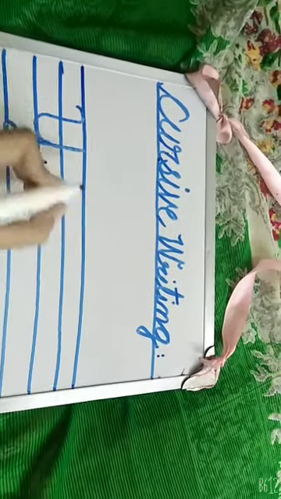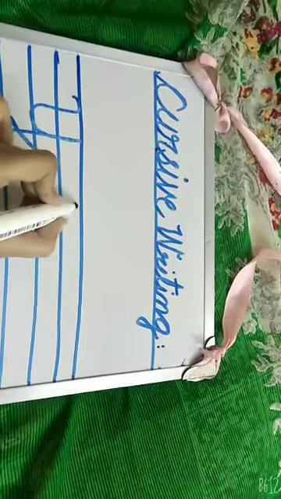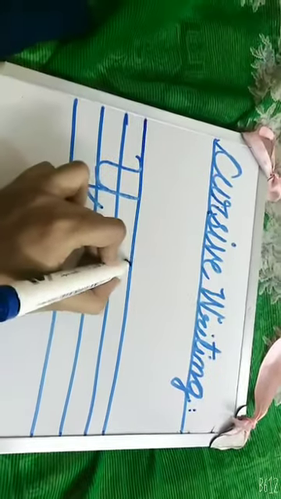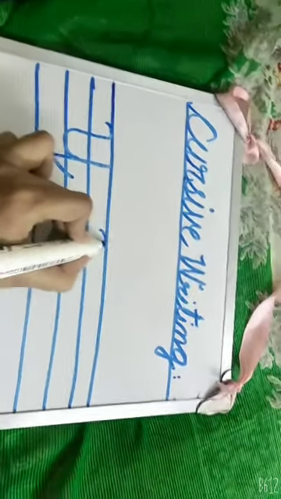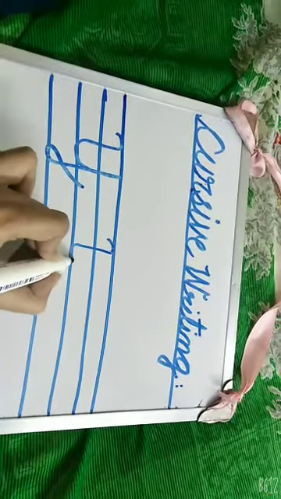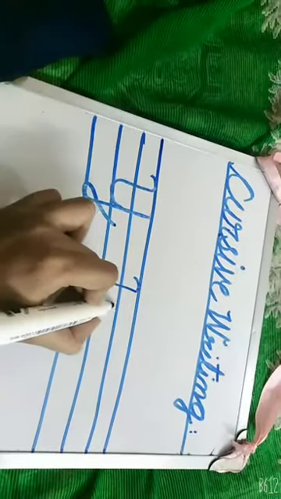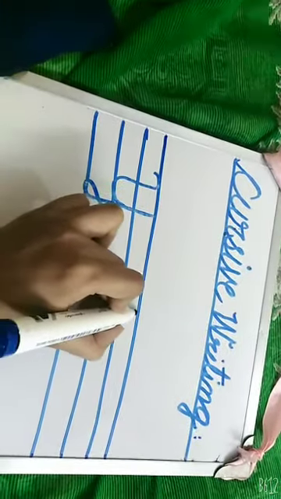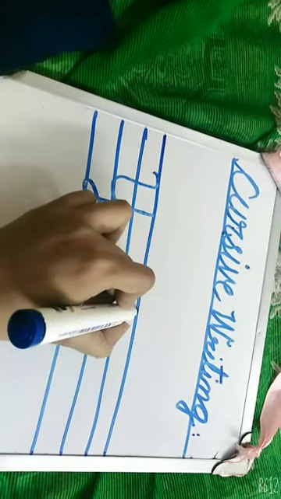Once again, I'm writing here. Bring your marker near to first line, make curve here. Move your marker downward on third line. Bring your marker now upward on first line, make U shape.